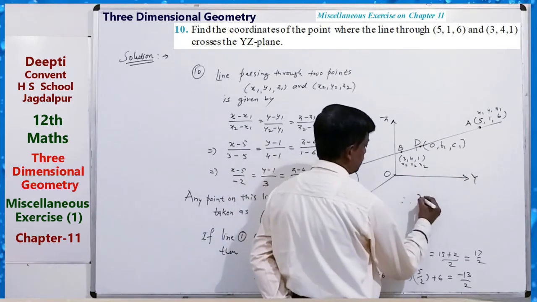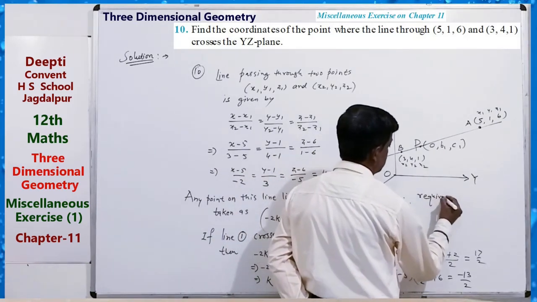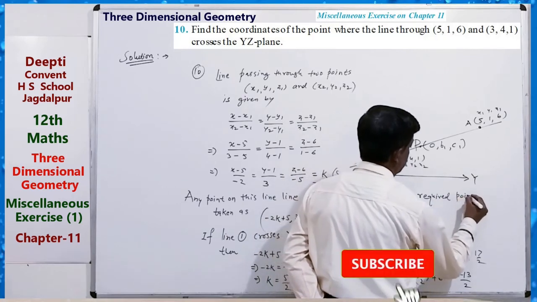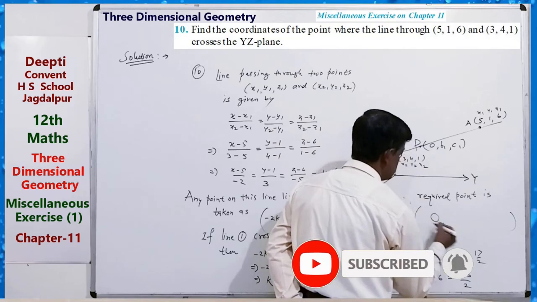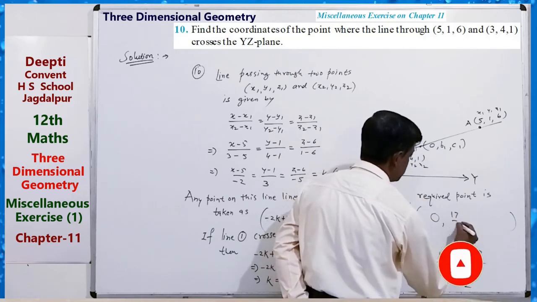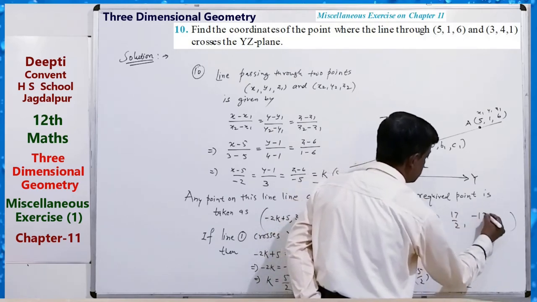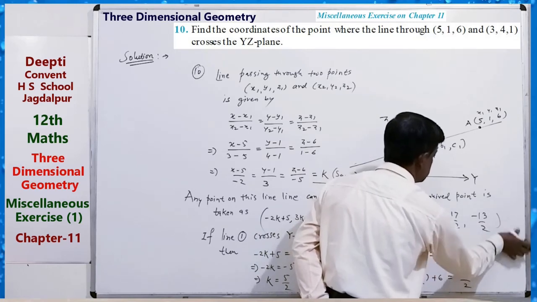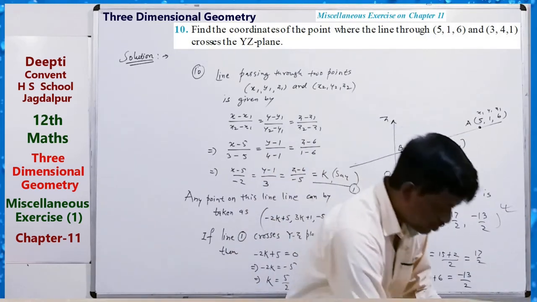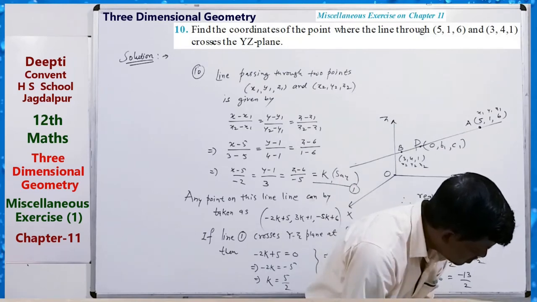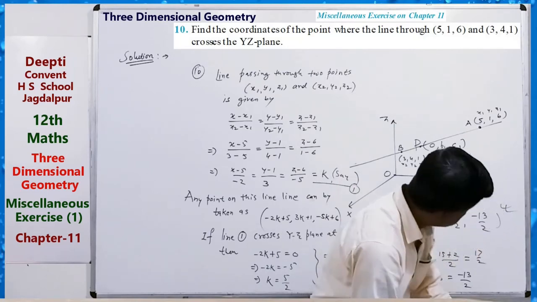Therefore, the required coordinate is: first value 0, second value 17 by 2, third value minus 13 by 2. So this is the required coordinate, and this is our answer. Okay, so you can see the answer: 0, 17 by 2 and minus 13 by 2.